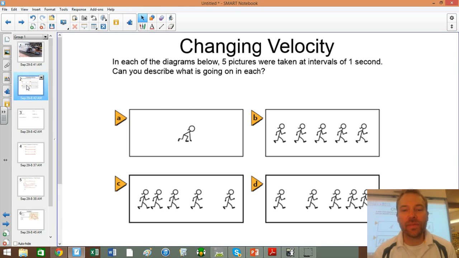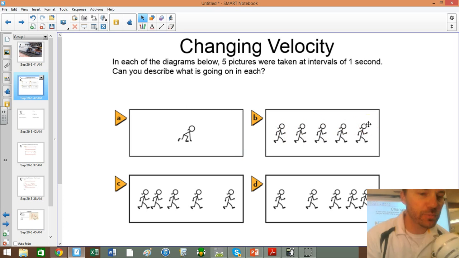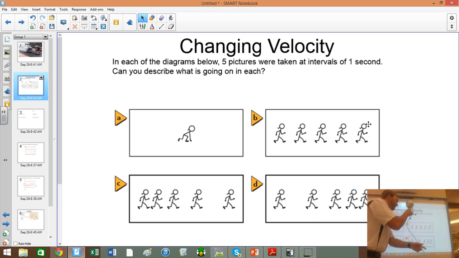In this picture right here, I've got 4 pictures, and these are what are called motion diagrams, a series of pictures taken at equal time intervals. In this one, the person is standing still, which means there's no motion, so the velocity here is 0. Here you're seeing them at equal time and equal spacing, so they're moving at a constant velocity. And with this letter C, you'll see that they're getting farther and farther apart.